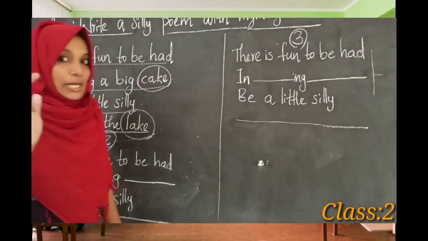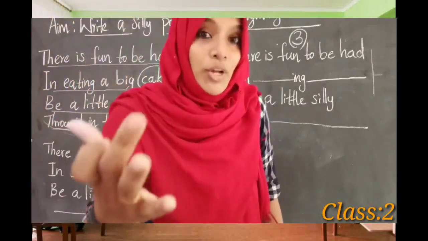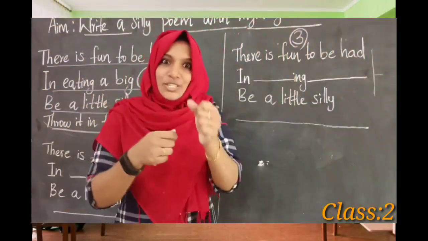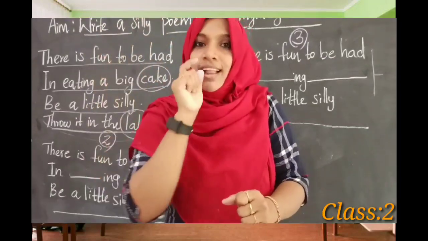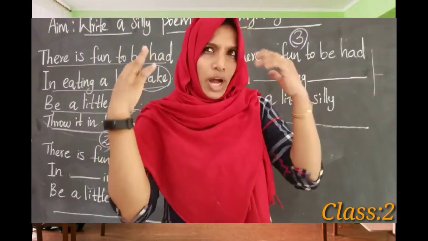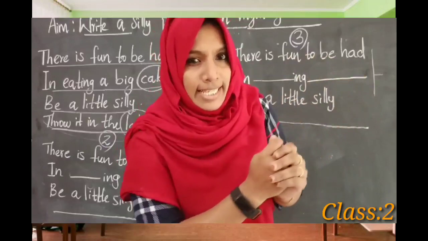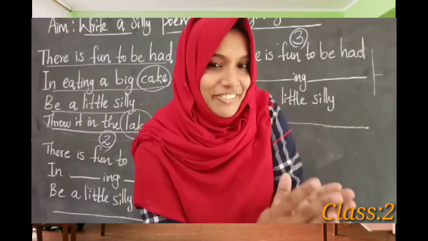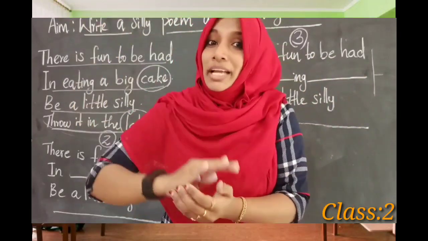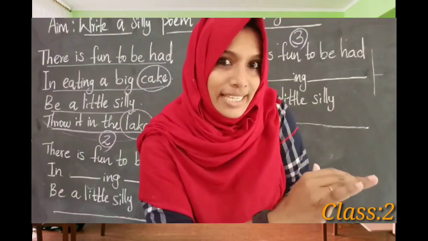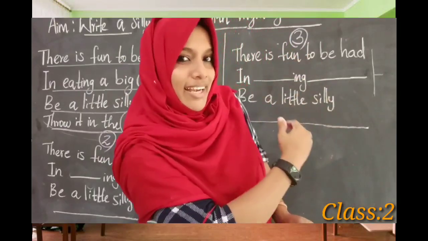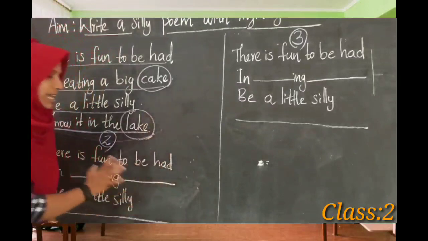So how will we complete this second stanza? Here you have to think about one more thing, like that boy, he's combing his hair, laughing with his nose. Like that you have to think about some things. And after that you have to think about some rhyming words related to that thing. Then let's add those rhyming words into this line.